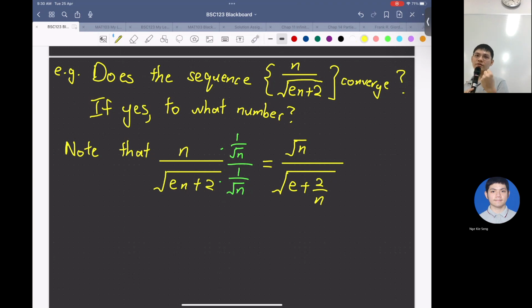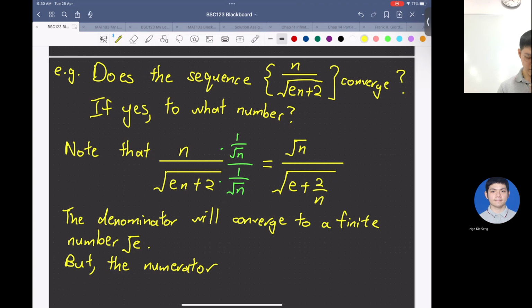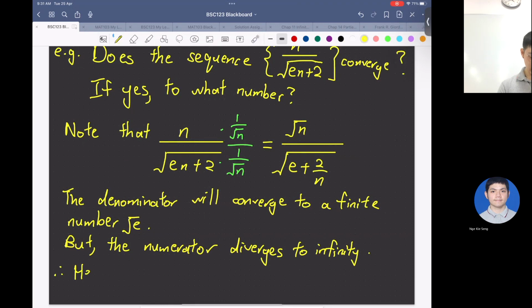But what happened to the numerator? The numerator will just keep increasing. So the bottom converges, but the numerator diverges. The denominator will converge to a finite number, square root e, but the numerator diverges to infinity. So the conclusion is this sequence will diverge.